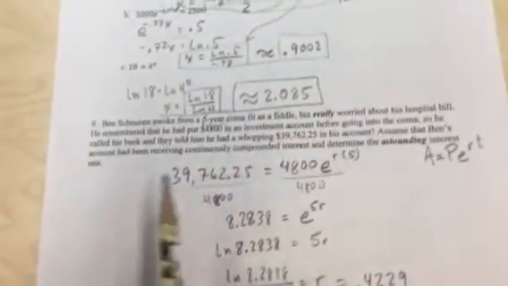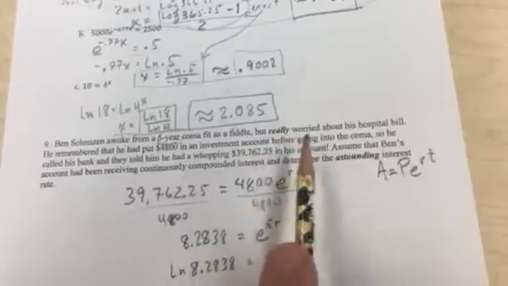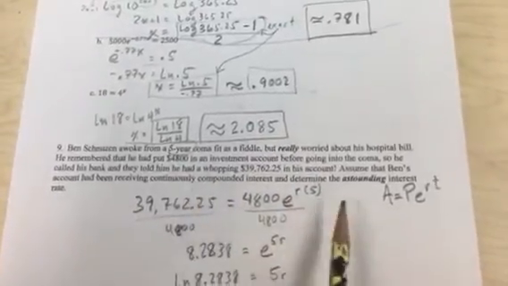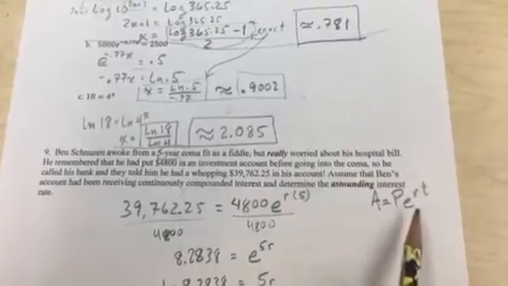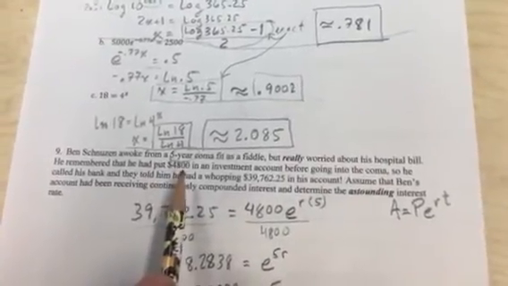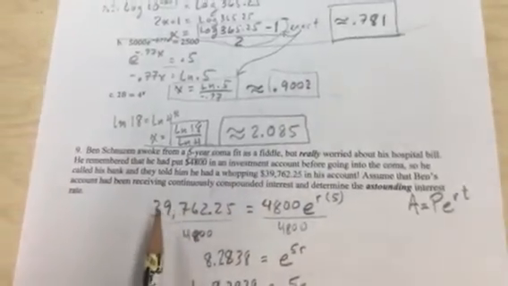The next one about Ben Schnusen. Yeah, he's been schnoozing. Actually, he's been in a coma for 5 years. Woke up, all good. We're going to use this equation here to figure out what interest rate his money was growing at because it was pretty amazing. He started out with $4,800, and after only 5 years, he had nearly $40,000. Anyway, here's our equation.